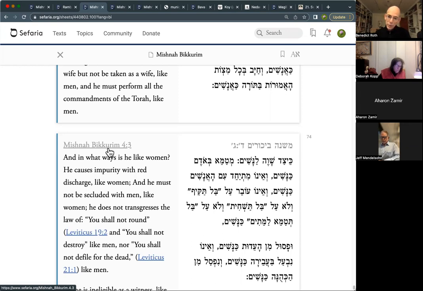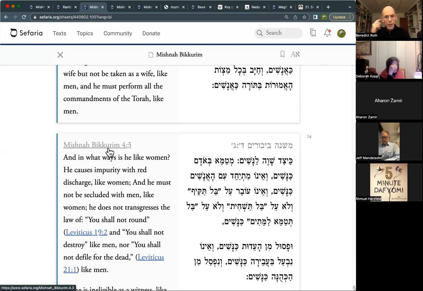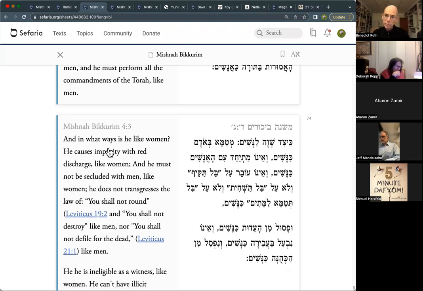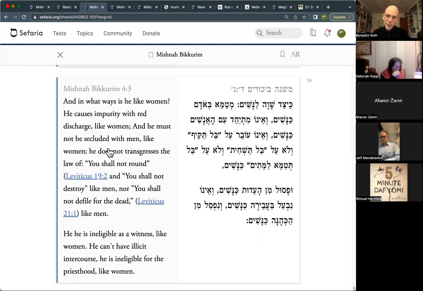He doesn't transgress the law of you shall not round and you shall not destroy. This is all about haircutting. You can't destroy the corners of the beard or round off your haircut. These are halachot that only apply to men, but apparently don't apply to a hermaphrodite. And then ufasul minha edut ka nashim.